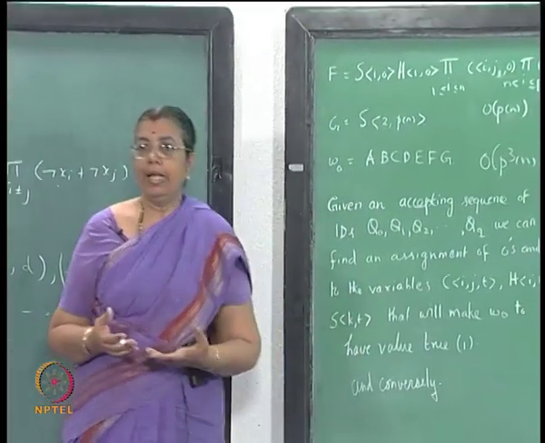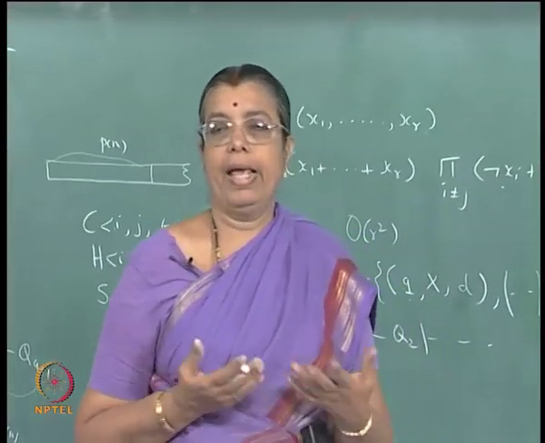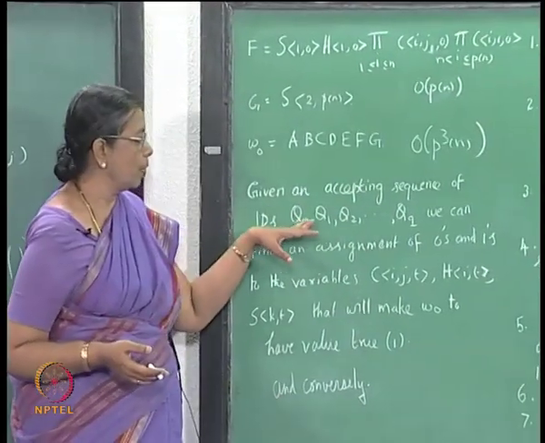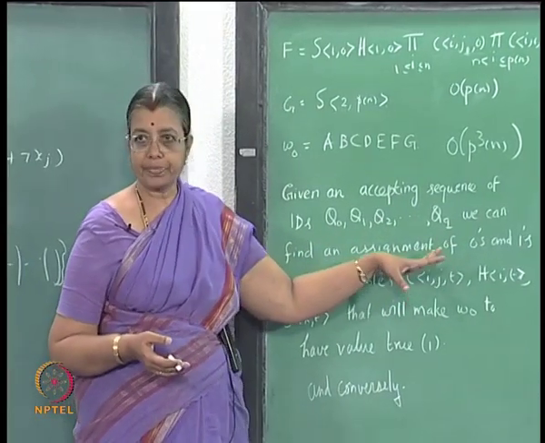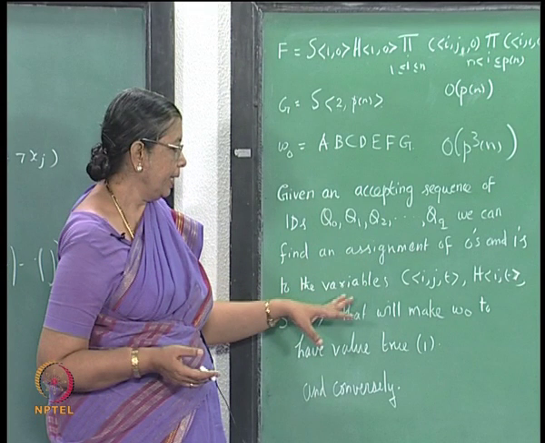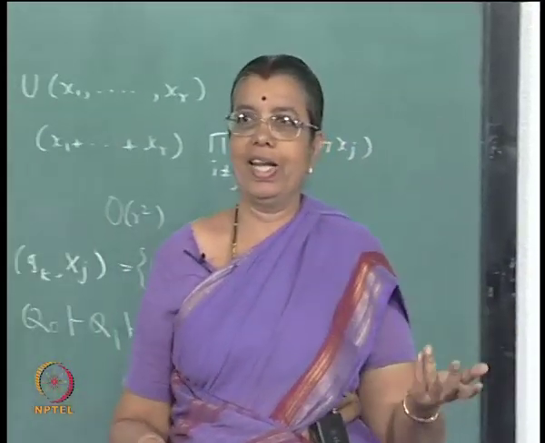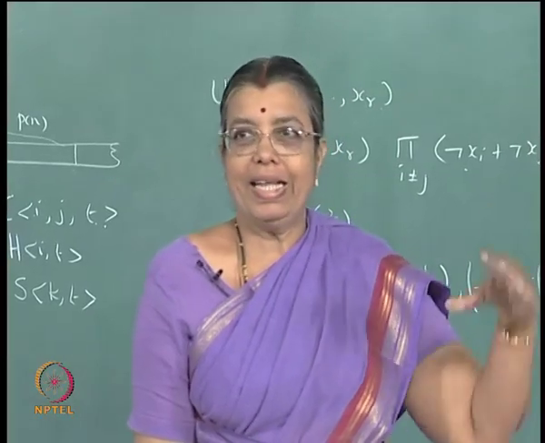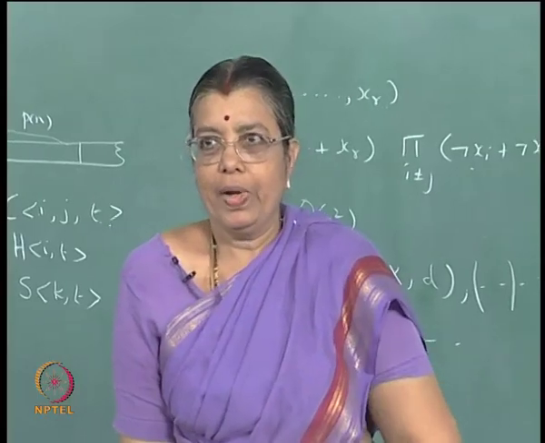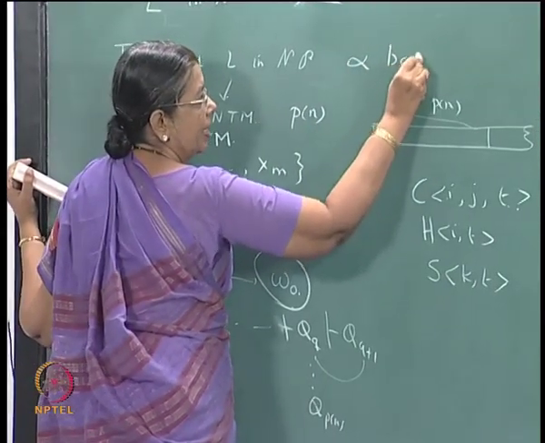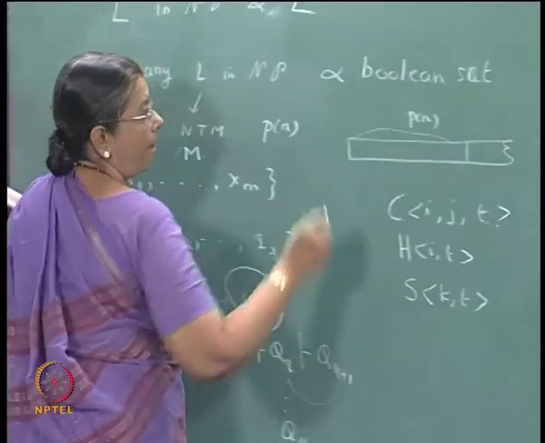Now, you can very easily see that, the way we have defined the Boolean variables c I j k t, h I t, s k t, etcetera, if there is an accepting sequence of IDs Q1, Q2, up to QQ, then you can find an assignment to the variables such that W naught will evaluate to 1 or true. Conversely, if there is an assignment for which W naught evaluates to 1, that means successive IDs you can have which lead you to acceptance. So, this shows that any L is polynomially transformable to the Boolean satisfiability problem. So, Boolean satisfiability is NP complete.